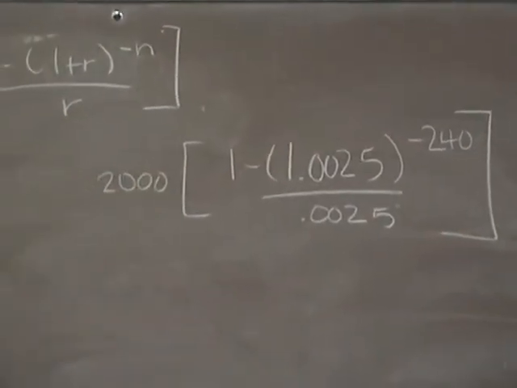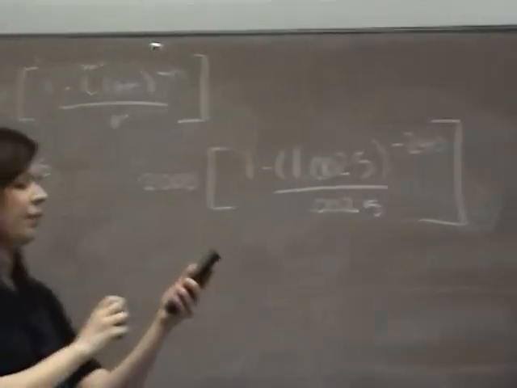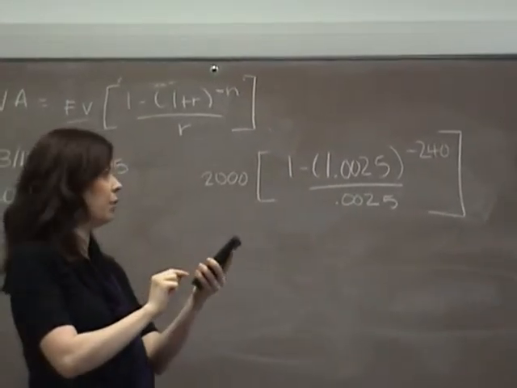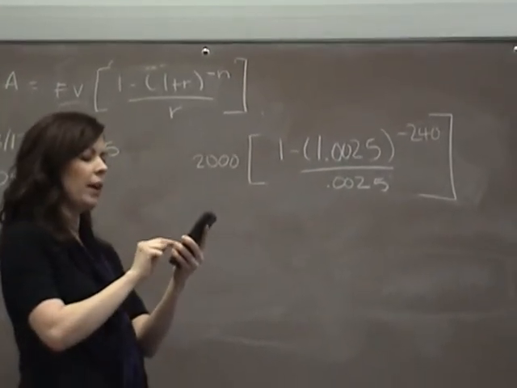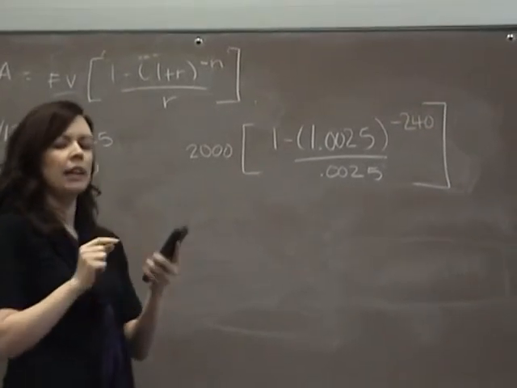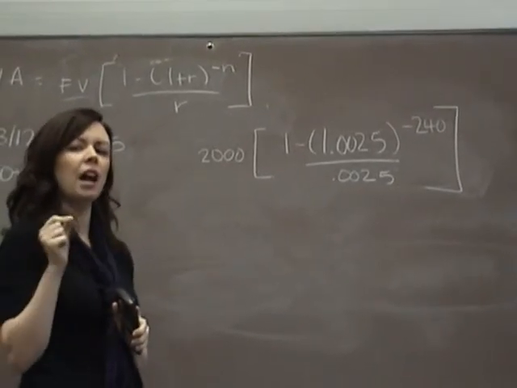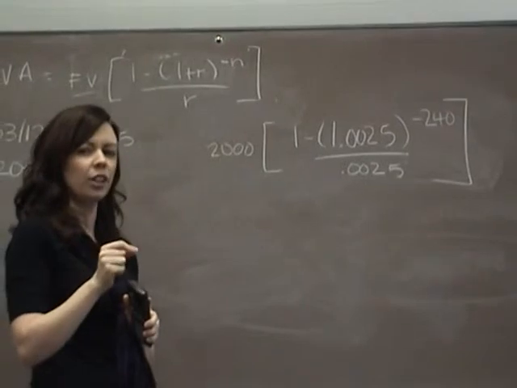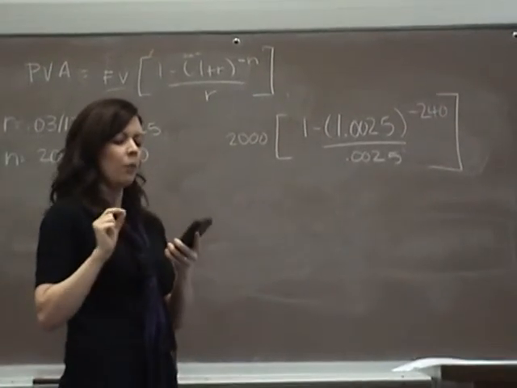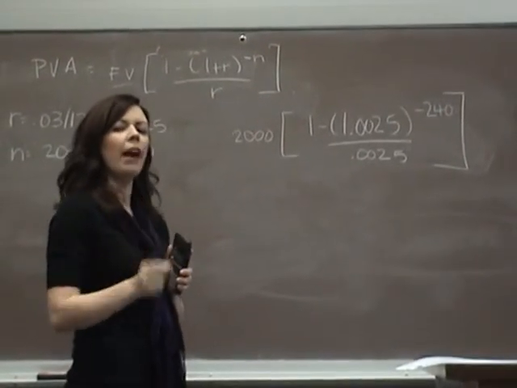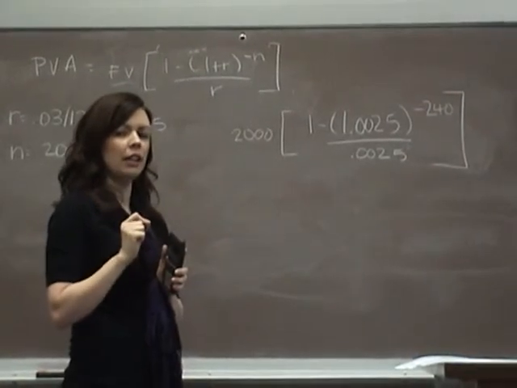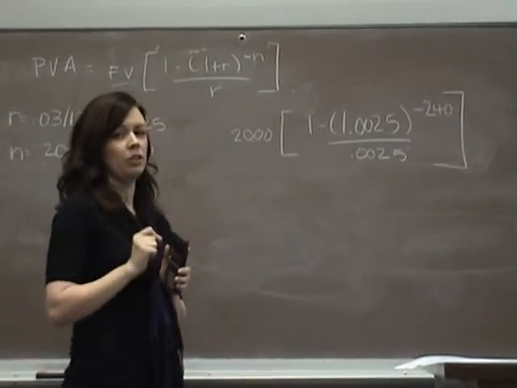Okay, first thing we need to do is figure out our parentheses. So 1.0025 raised to the 240 negative. Now I say 240 negative because I have to put the negative in after I raise the exponent. When you calculate this, if you ever get a negative answer, it is wrong. Go back and do it again.